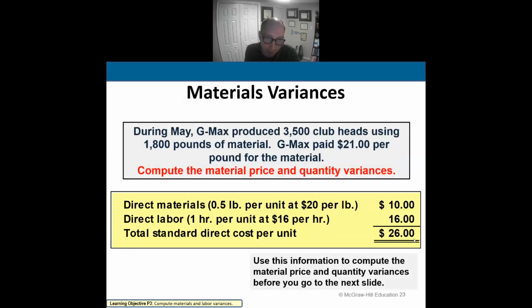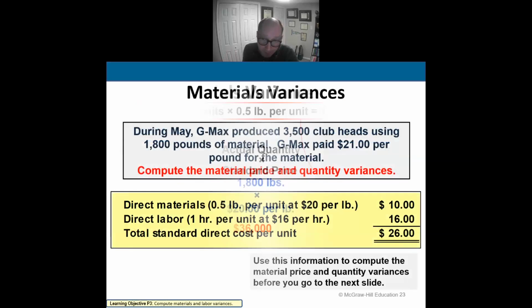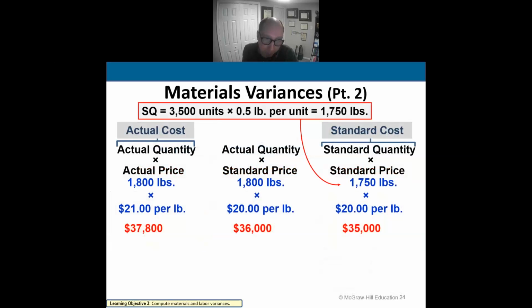So we're talking about materials. Sometimes the cost of materials, in this case metal, changes. It goes up, it goes down. Now I have to buy my metal from this one company, and sometimes they charge me more, sometimes they charge me less. So I need to find the variance. My standard, remember, what I normally pay, is $20 a pound. Okay?